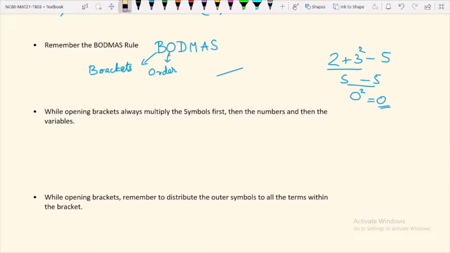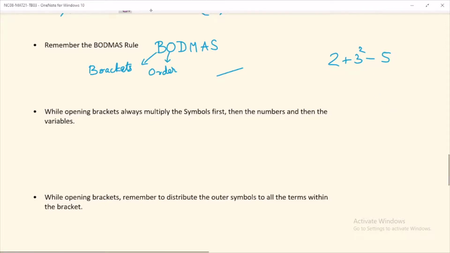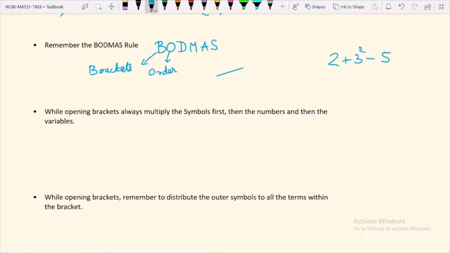Instead, what I have to do is, first I have to open the brackets. Because there are no brackets in this equation, next is order. So I will solve this order. Order means this power. So I have to solve this power first. 3 square will be 9. So I have to write 9 here. Remaining everything I will copy as it is.